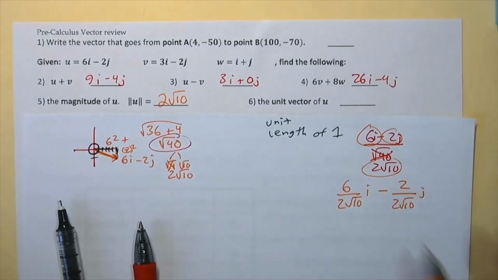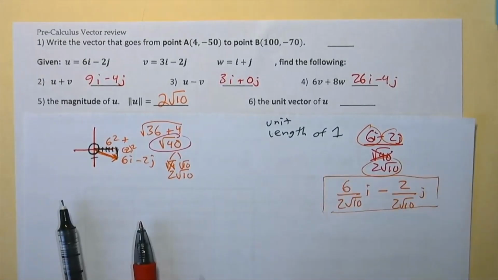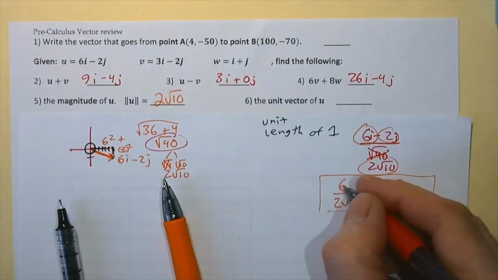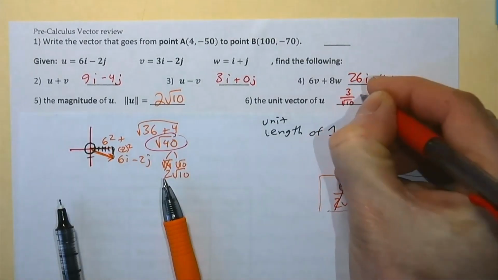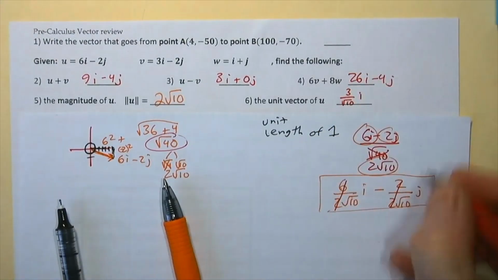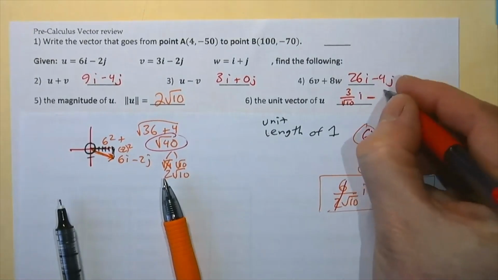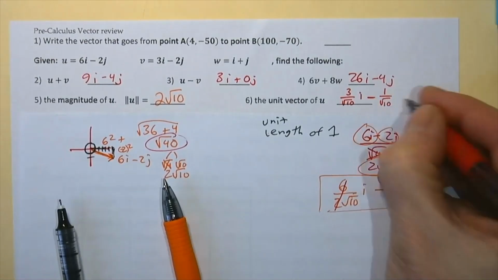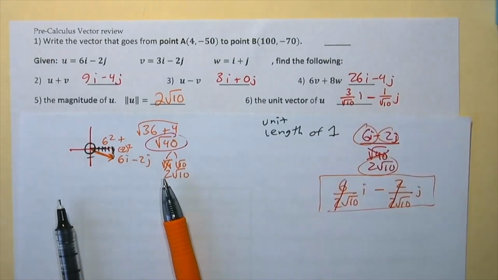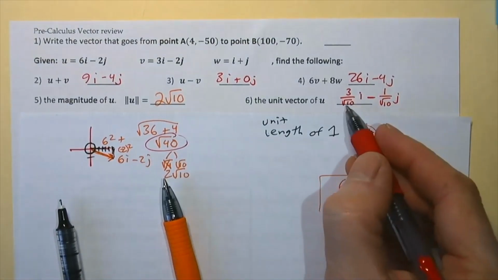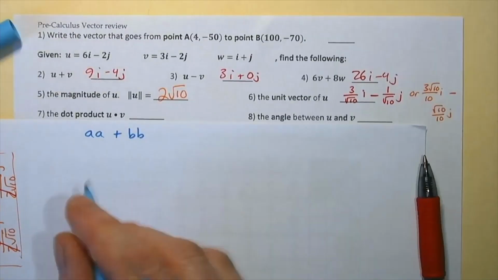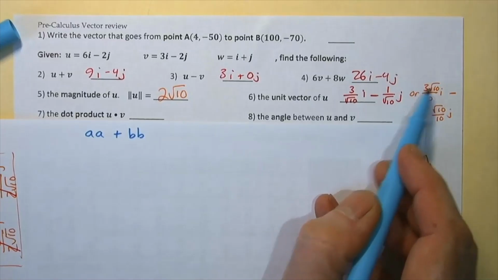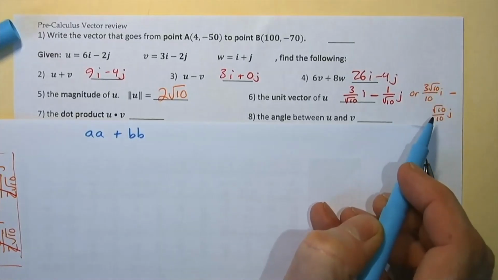Ta-da! Wait a minute. Does that look simplified? No, we could actually do a little canceling. 6 over 2, 3. 3 over radical 10 I. And all these 2's cancel. Minus, I guess, 1 over radical 10 J. And there's my answer. Of course, you could say, do I have to get rid of the radicals in the bottom? Yeah, we could do that, but let's just leave it. Okay, and here it is with the radicals moved up. 3 radical 10 over 10, radical 10 over 10.